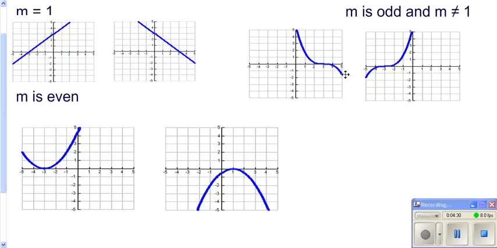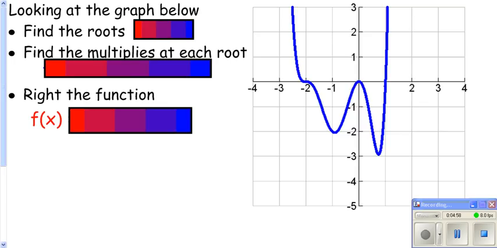An odd multiplicity of any other odd number other than 1 is really going to come along, flatten out as it crosses, and then continue on down. Or coming up from the bottom, flatten out as it crosses and continue up. So an odd multiplicity greater than 1 flattens out. An odd multiplicity of 1 is more or less a straight line as it crosses. An even multiplicity bounces off.